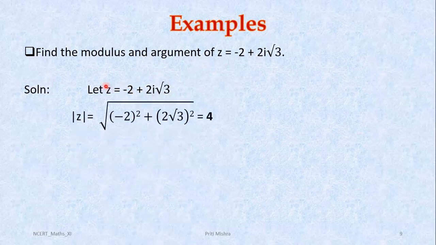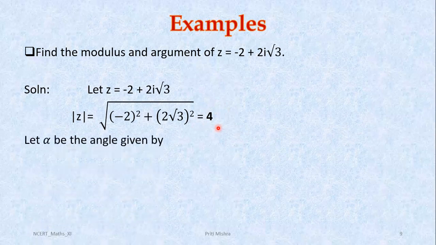Now, as you know well, modulus of z we can calculate just by finding the square root of x square plus y square, where x is the real part and y is the imaginary part. So we need to do (-2) whole square plus (2 root 3) whole square. It will give us 16. Square root of 16 means 4. As we are finding the modulus of z, we will consider only positive values, means +4. So this is the modulus of this given complex number.